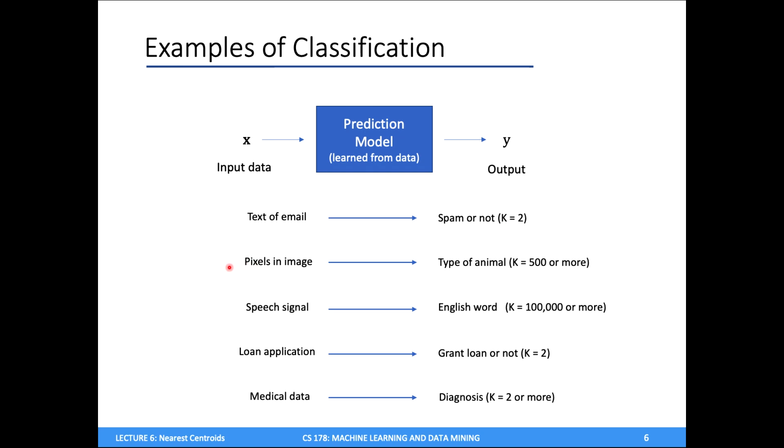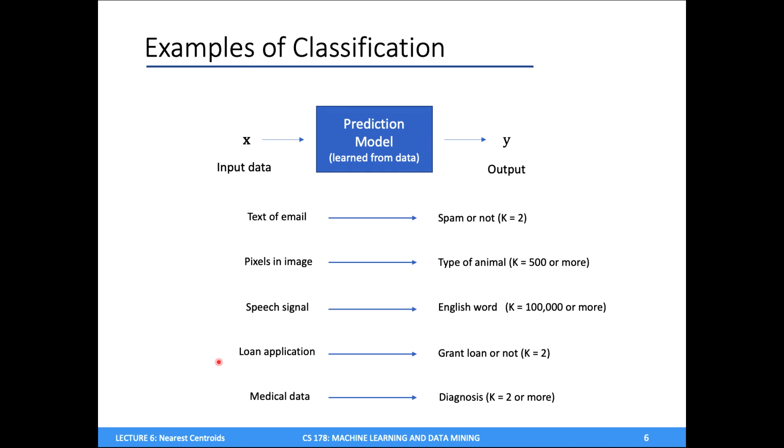For some more examples of classification problems, you might want to take in an image into your model and predict what type of animal was in this image. Now, this is a very difficult problem because there's potentially 500 or more different labels we might be trying to predict. You can also take in a speech signal corresponding to a spoken word, and try to label that as what English word was spoken. Again, very difficult classification problem. Many, many labels we could be trying to predict.